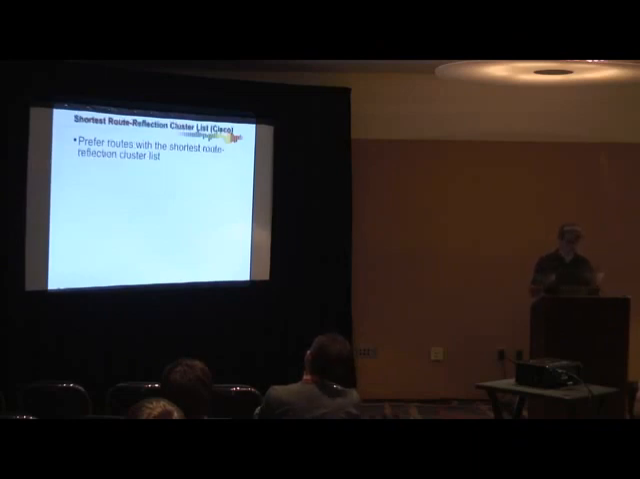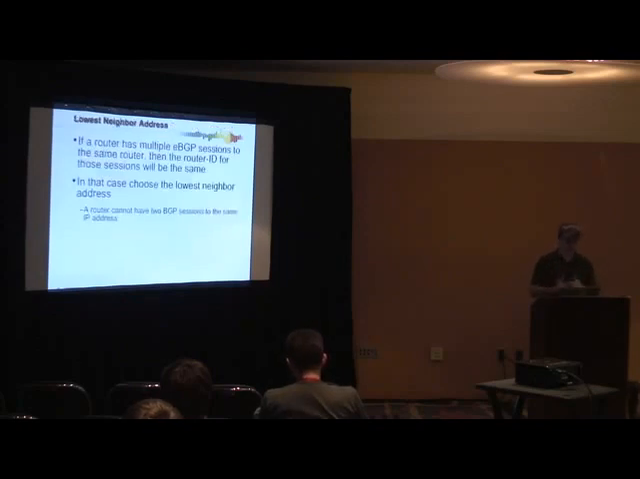And then Cisco does shortest route reflection cluster list, same as Juniper, they just do it in a different place. And then the final thing is the lowest neighbor address. So in the event that you have multiple BGP sessions to the same router, that router has one router ID. So the router ID from both of those updates is going to be the same, so you have to break on something even lower. In this case, it's the lowest neighbor address.